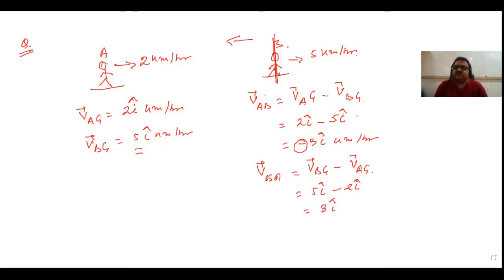That means velocity of B with respect to A means what? If I keep A constant, 3i cap means A will find that B is moving away from him with a speed of 3 km/h. Correct? That means A will find B is moving away from him along this direction with a speed of 3 km/h, but B will find A is moving away from him in this direction with a speed of 3 km/h. This is the interesting portion of relative motion, correct? Okay, let's handle more problems related to this.